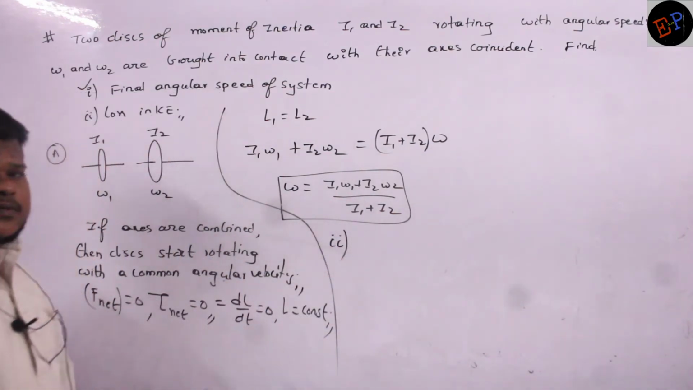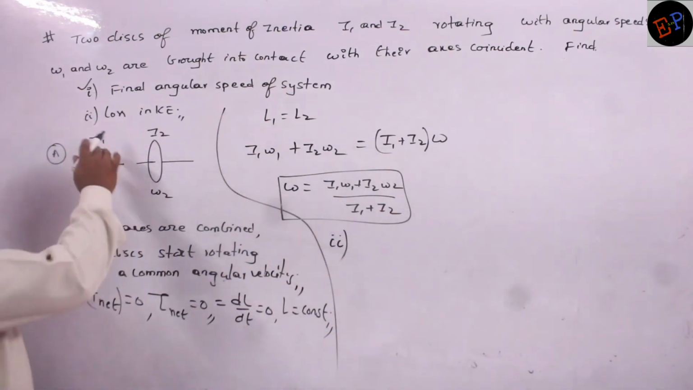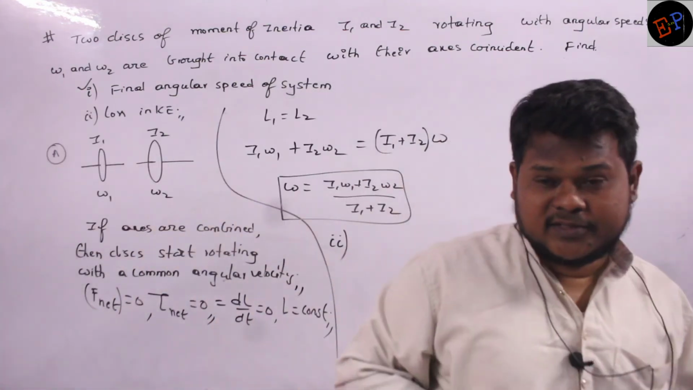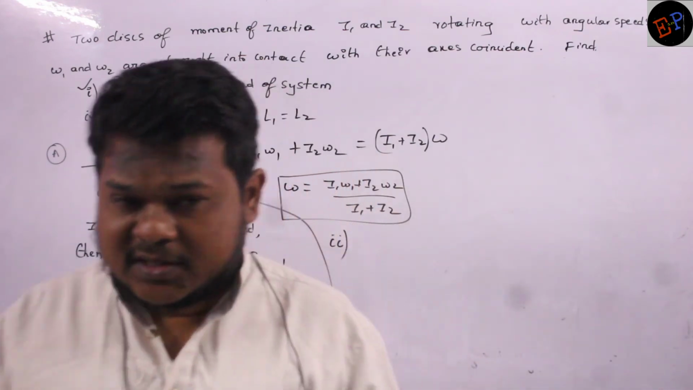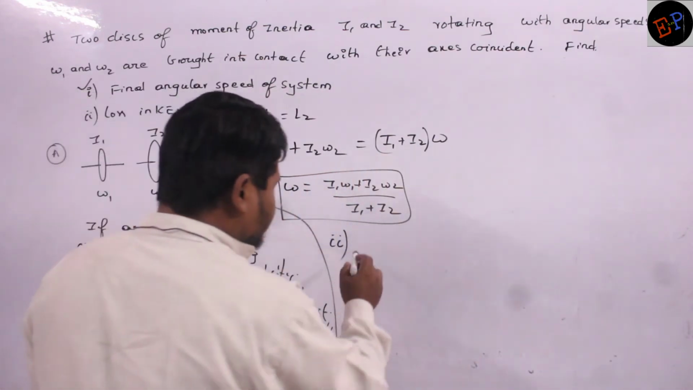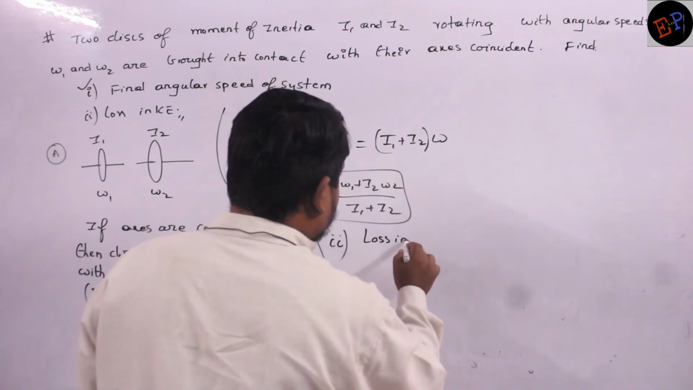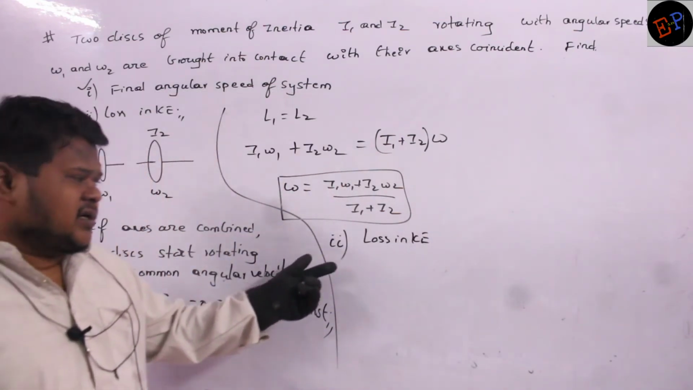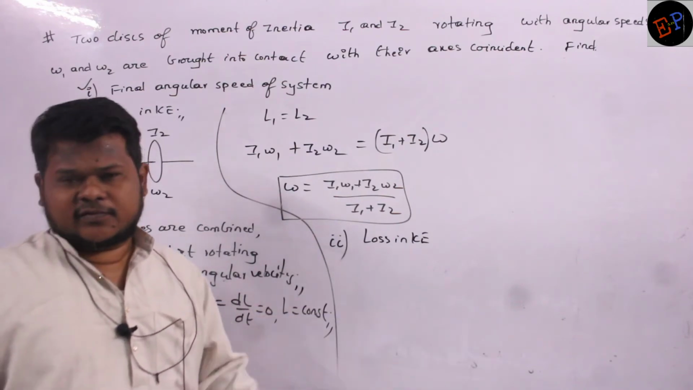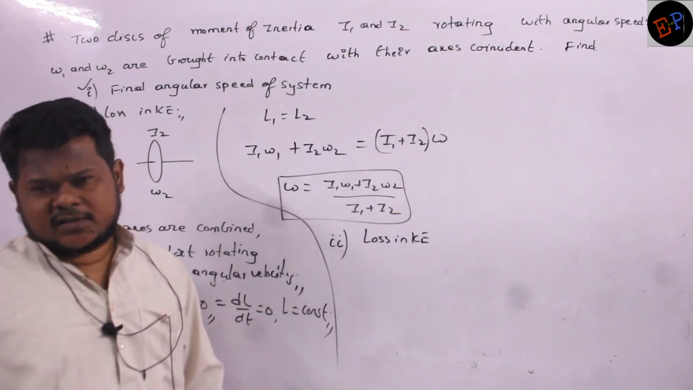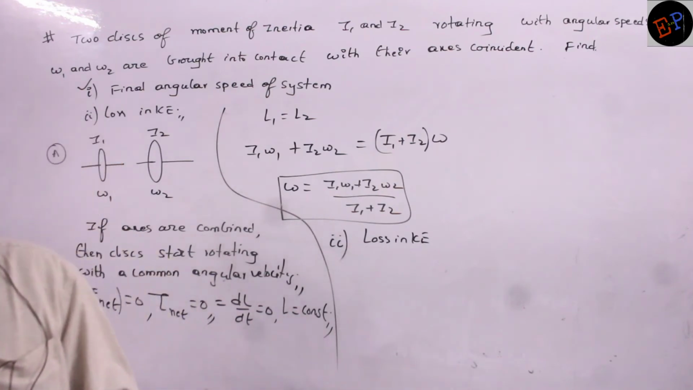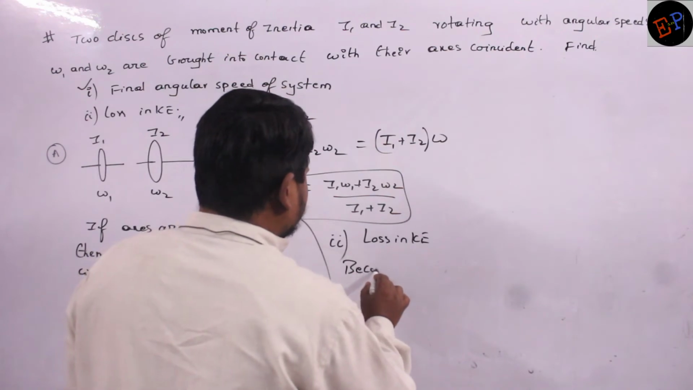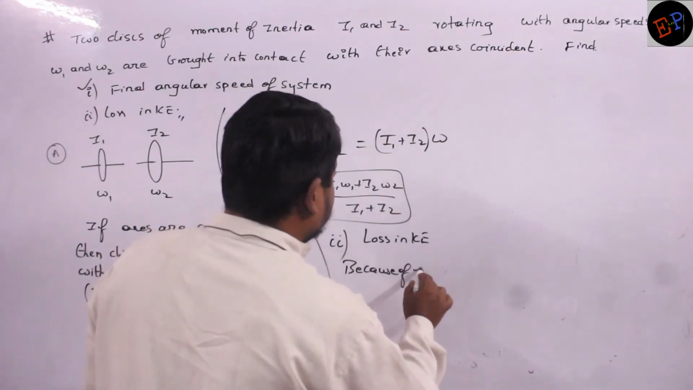Then what is he asking in the second question? Okay. Loss in kinetic energy. So what is the loss in the case of kinetic energy? First of all, what is meant by loss in kinetic energy? Loss in kinetic energy means what? Clear, no? It means initially kinetic energy will be greater, finally kinetic energy is lesser. So definitely there is some loss of kinetic energy because of friction.